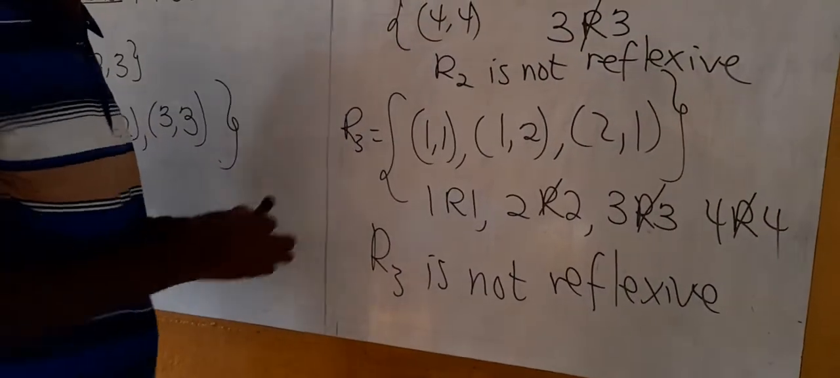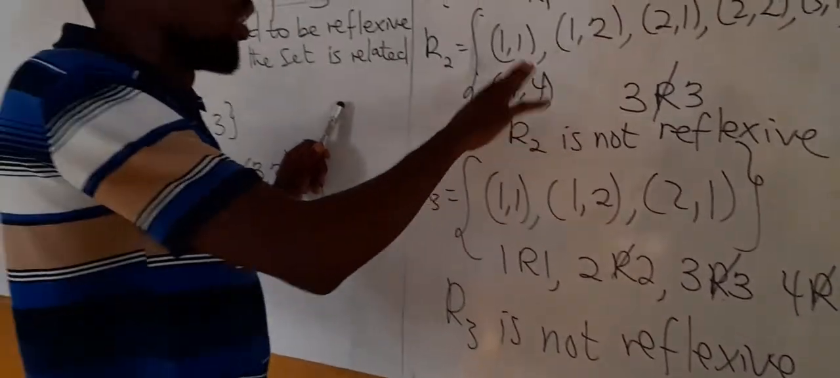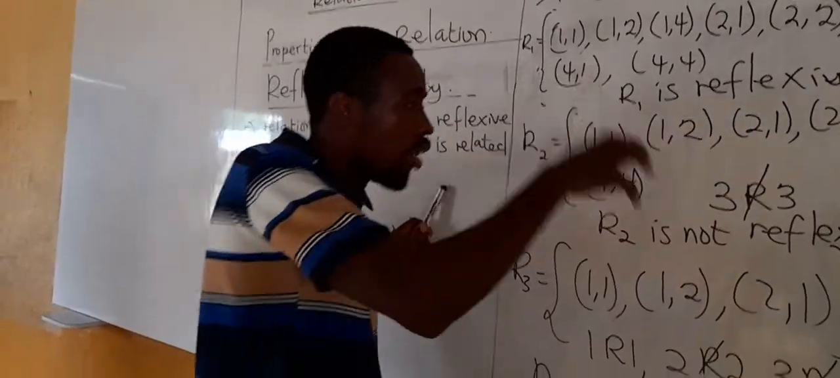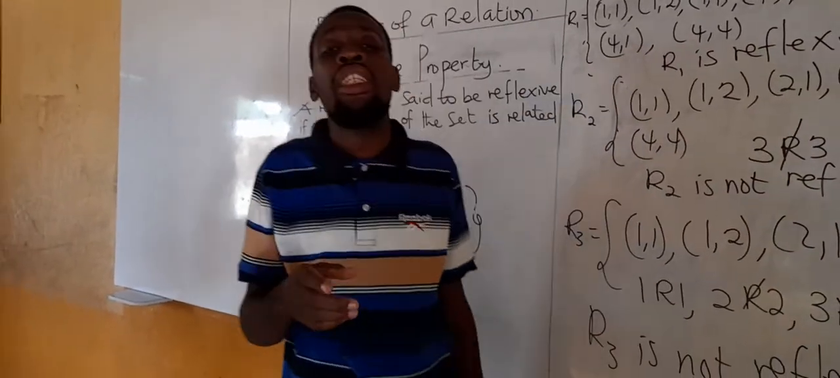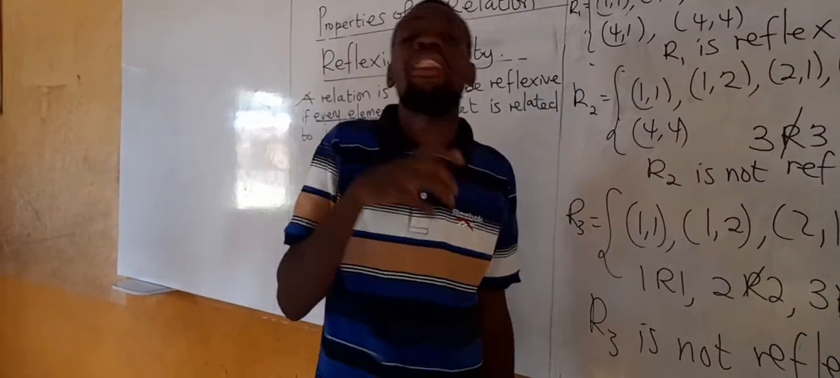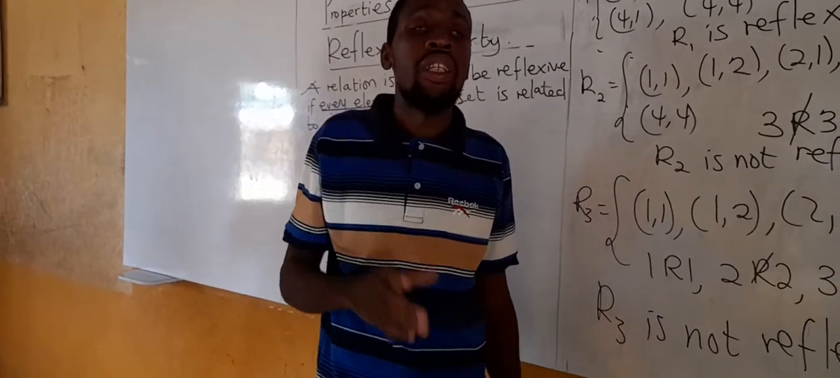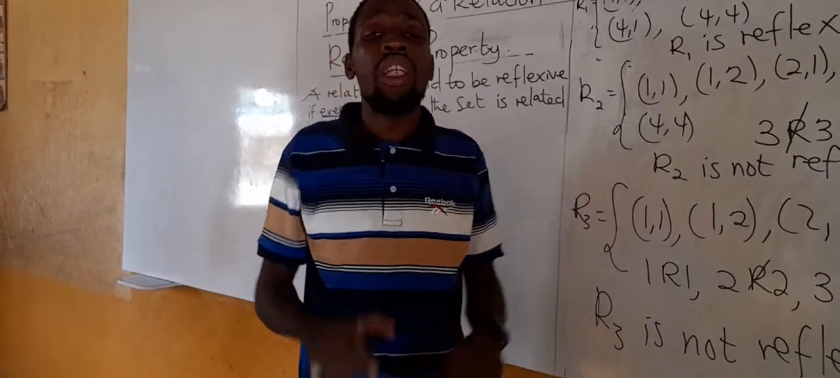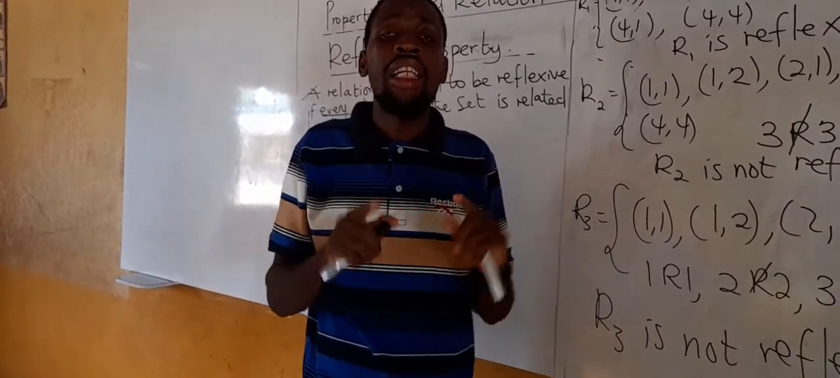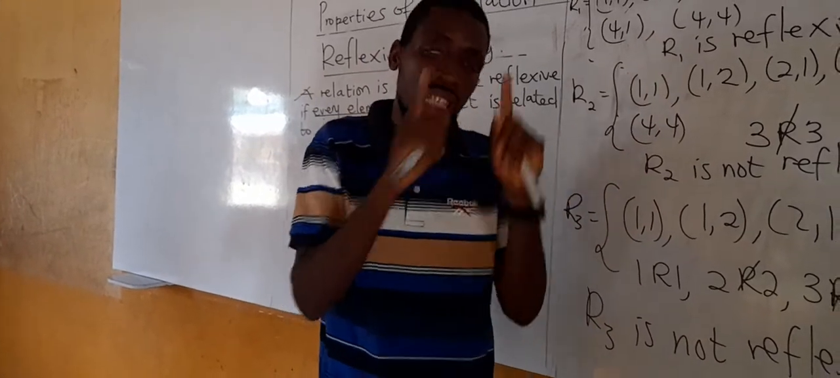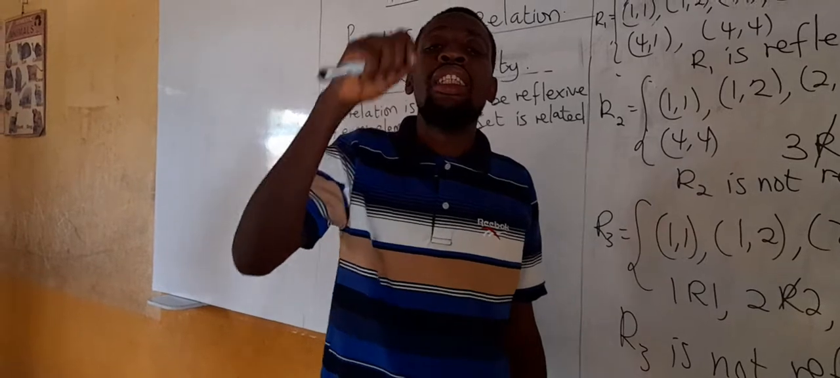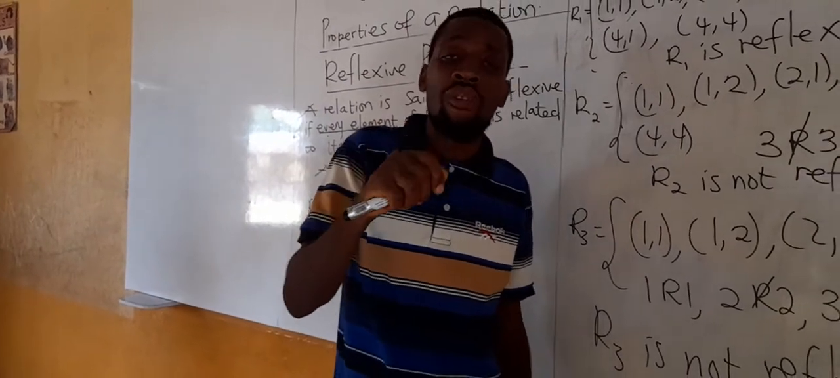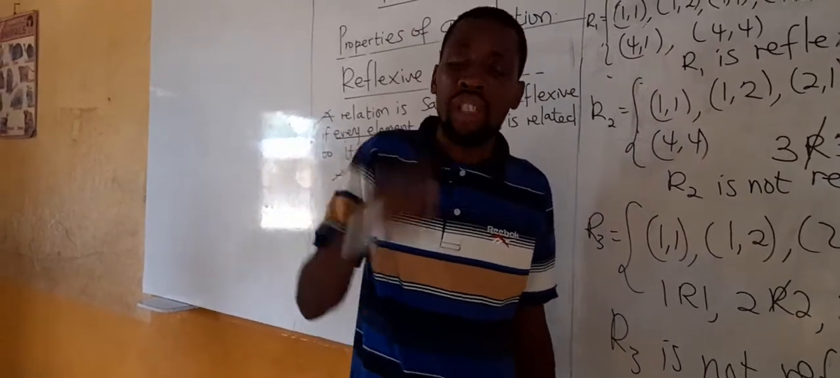So I hope you understand how to determine whether a relation is reflexive. Just find out if all the members of the set relate to themselves. If they do, then that relation is reflexive. If they don't, then it is not reflexive. Then it is something else. The next thing is that we look at the directed graph for a reflexive relation.